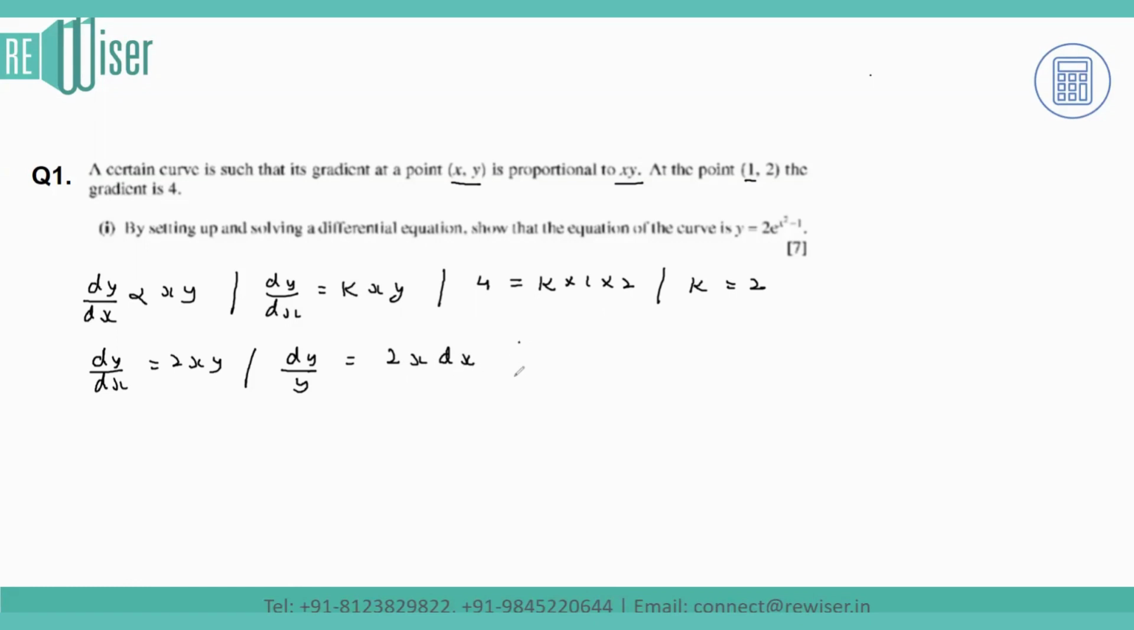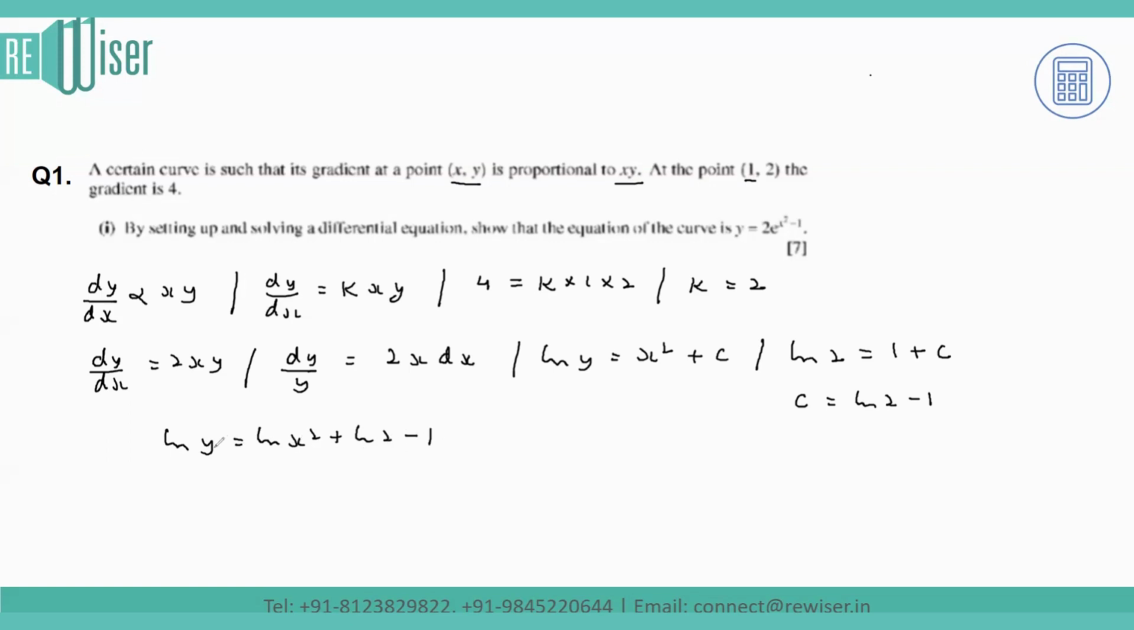So if I'm integrating both sides, I got ln y equals x squared plus the integration constant c. Now, we'll place the value of x as 1 and y as 2. So that means we got ln 2 equals 1 plus c. So the value of c that we got is ln 2 minus 1. So if I just place the values here, I got ln y equals x squared plus ln 2 minus 1.